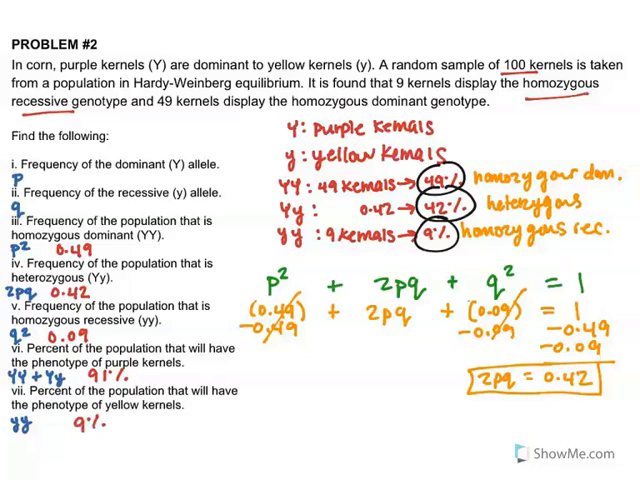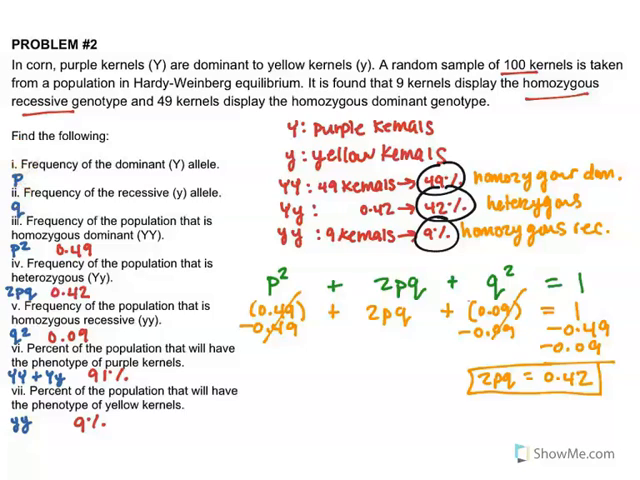Do they both equal 100? They do. My work checks out. We can also check this out. Does 0.49 plus 0.42 plus 0.09 equal to 1? They do. I need my allele frequencies. I still haven't found P by itself. I still haven't found Q by itself. Don't forget bullet points 1 and 2. So I'm going to go ahead and figure that out now.